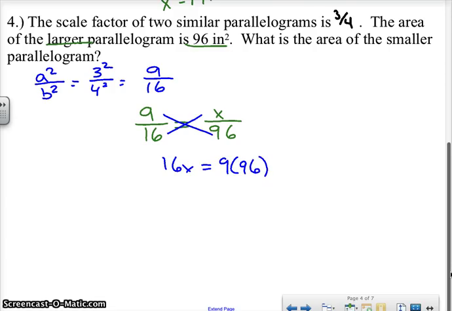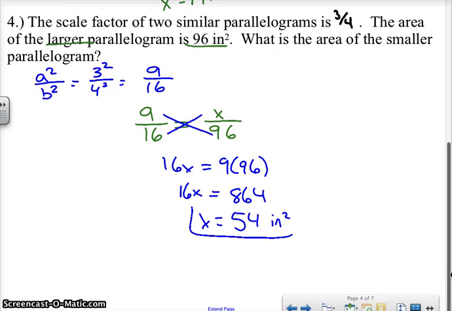All right, when you do 9 times 96 divided by 16, you should get 54. So you can try and make sure the math works out here. What we get is about 864 on this side. Dividing that by 16, we end up with 54 square inches. We know the answer we got should have been smaller because we're looking for the smaller area, so that's a quick check we can make right there.